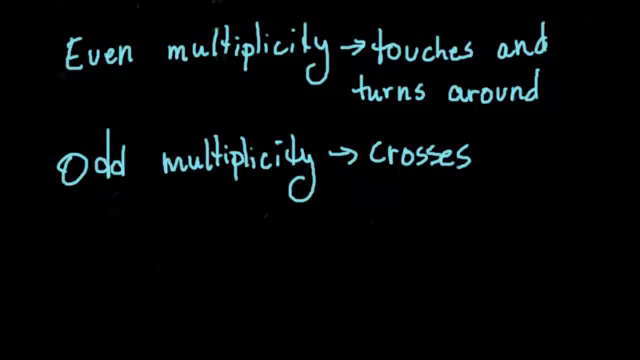Alright, so summing up our multiplicity, it will touch the x-axis and turn around if it is an even multiplicity, and if it's an odd multiplicity, it will just cross that x-axis. We'll learn how to find zeros and x-intercepts a little more thoroughly in the next section.